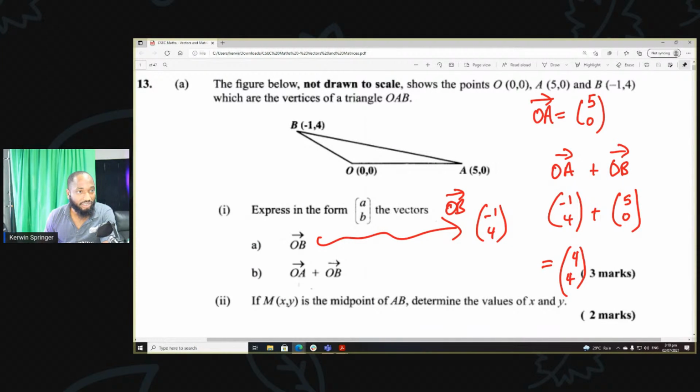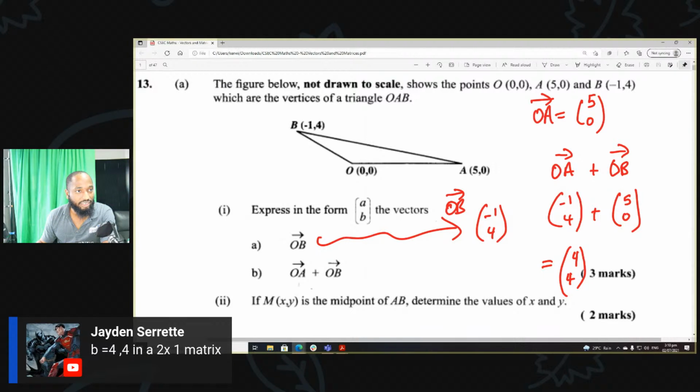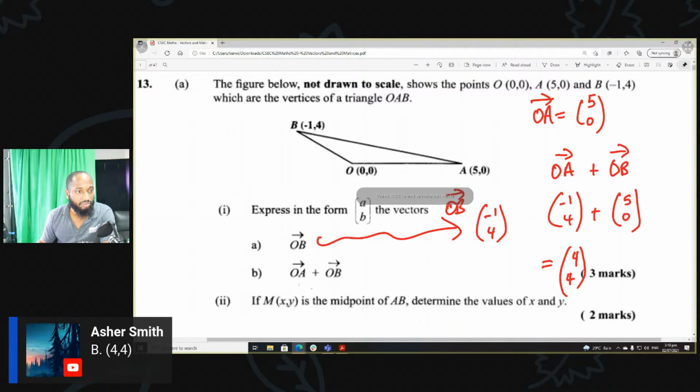Well then, Asha Smith and Jaden Surratt, OGs and ages.